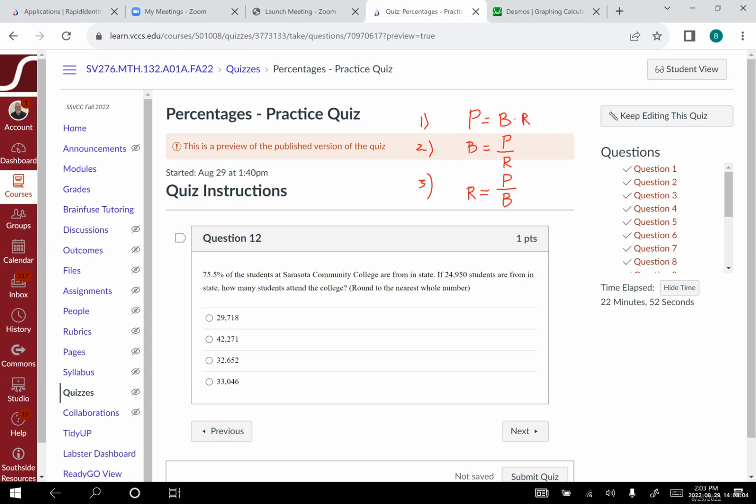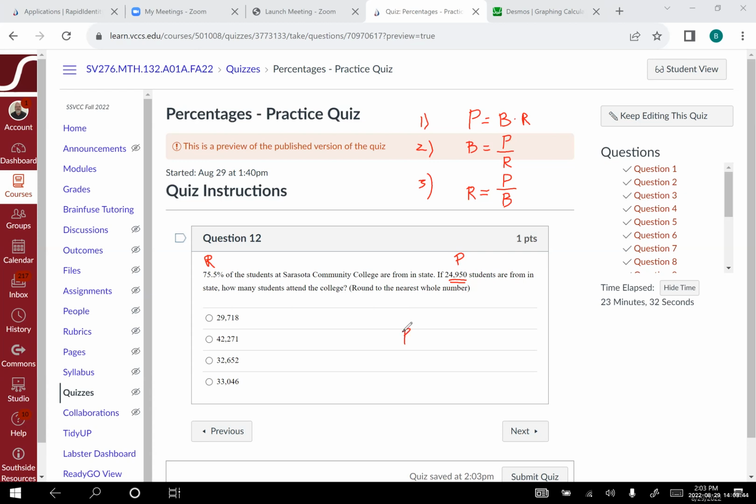All right, 75.5% of the students at Sarasota Community College are from in-state. If 24,950 students are from in-state, how many students total attend the college? So this is the rate. These are just the in-state students, and they want to know how many students total. So this must be the part, because that's just part of the students, right? The ones that are in-state. So we are looking for, this is the rate. I wrote a P over here. There it is, rate. I'm looking for the base.